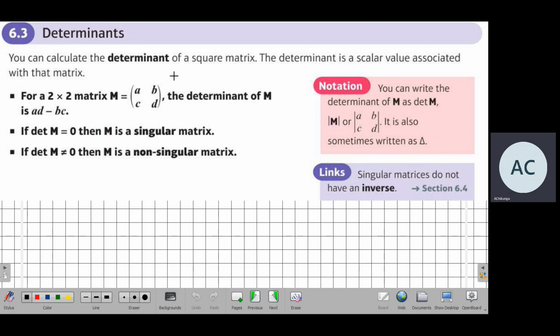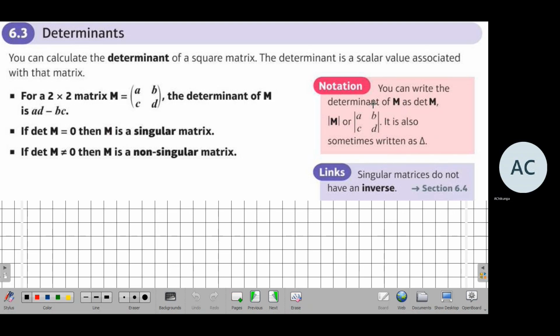You can calculate the determinant of a square matrix. The determinant is just a scalar value associated with that matrix. There is a formula, so we can start with a 2 by 2. But first of all, the notation is very important.